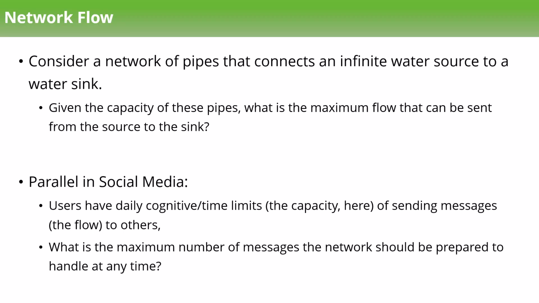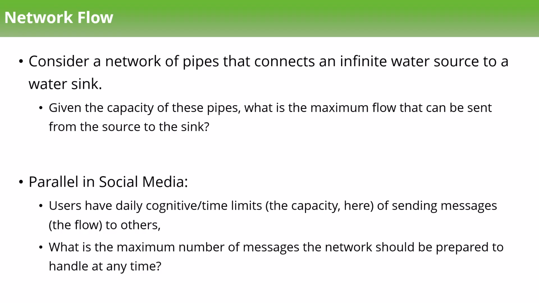So the real-world idea of network flow. Imagine a huge water tank continuously supplies water. Several pipes connect the source to a destination tank. Every pipe can carry only a limited amount of water. The question is, what is the maximum amount of water that can reach the destination? So this is the real life example.